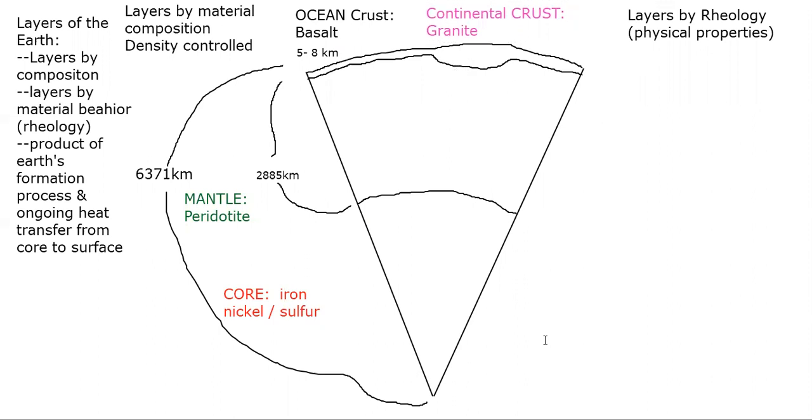This is going to be between about 20 to 70 kilometers. 70 kilometers is going to represent some very thick crust that you'll only see in very big mountain ranges. Yeah, this is what the Earth is made of.